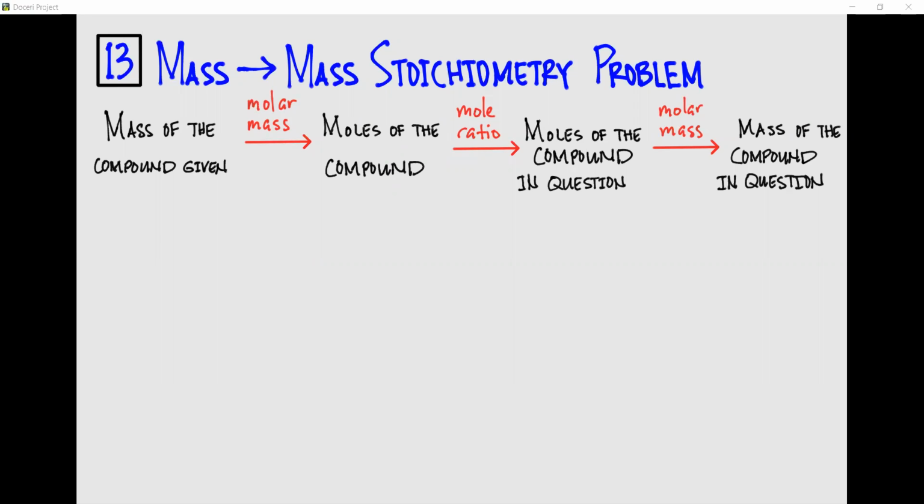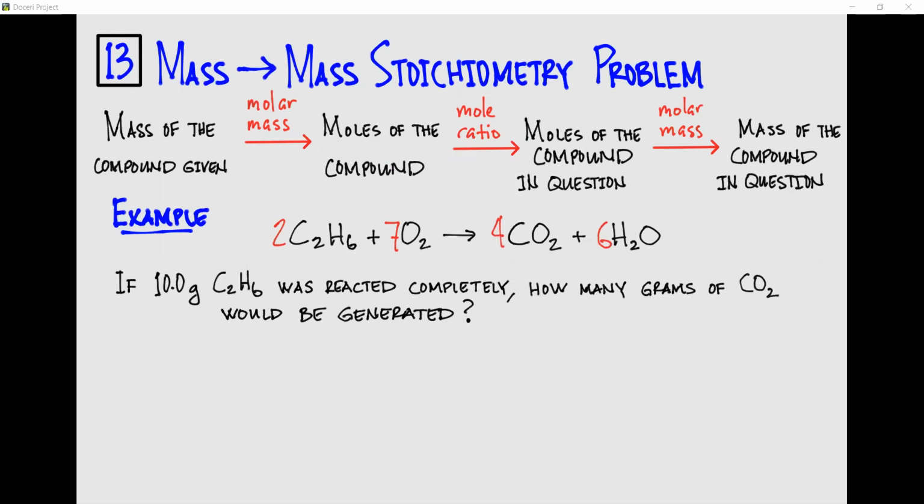All right, so let's take a look at an example here. Again, we're using the same exact chemical reaction equation. It says if 10 grams of ethane was reacted completely, how many grams of CO2 would be generated? So it's a mass-mass stoichiometry problem because you're given the mass of a compound, and then you have to determine the mass of another compound in that chemical reaction.